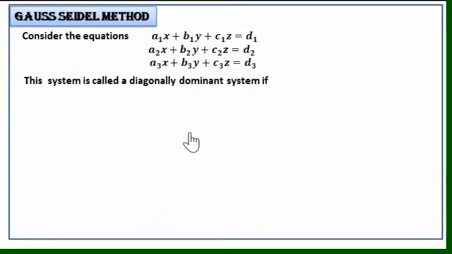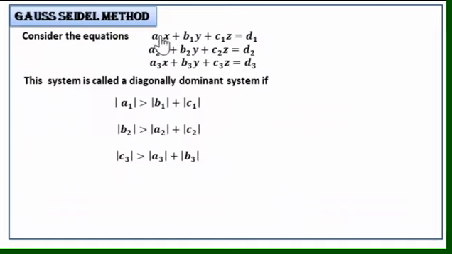Now, a system is called diagonally dominant if the absolute value of the diagonal entries or diagonal coefficients is greater than the sum of absolute values of the remaining coefficients. That is, here we have a1, b2, c3 as diagonal coefficients, and look at the first equation. The absolute value of diagonal coefficient a1 is greater than absolute value of b1 plus absolute value of c1.